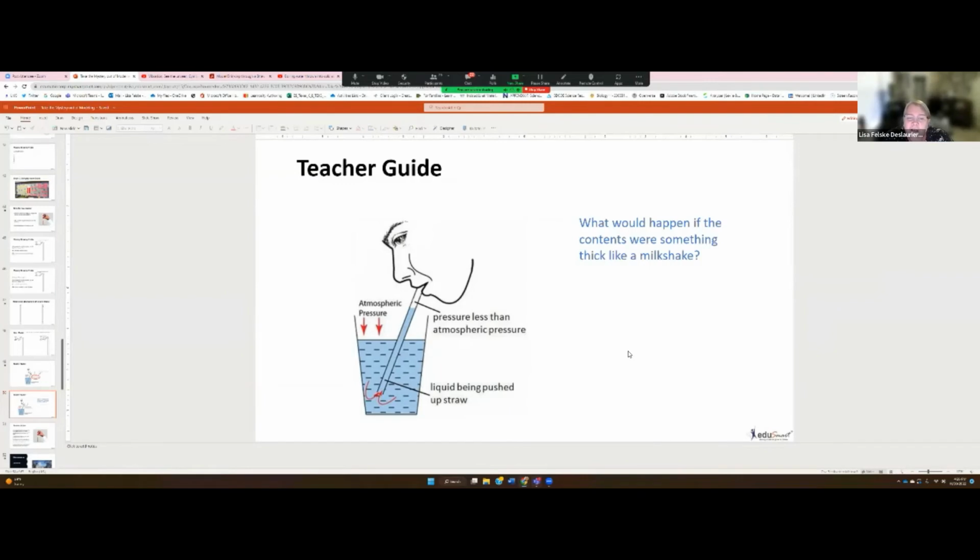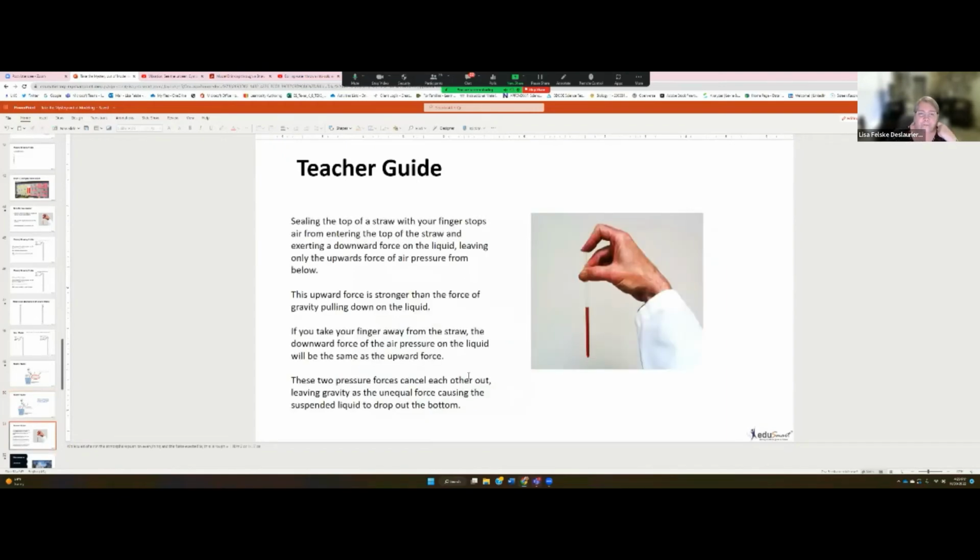And that's because of the pressure. You're sucking so hard and trying to get that fluid to move that the atmospheric pressure actually pushes on both sides of the straw, not just pushing down on the top. So again, Bernoulli's principle. So also as a teacher guide, I'm talking about how these forces move.